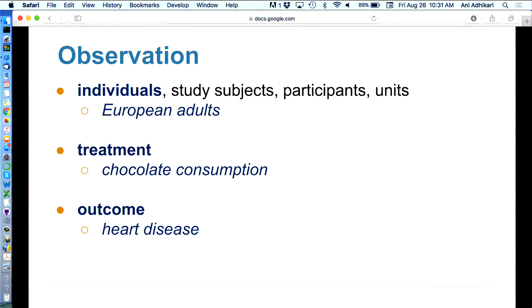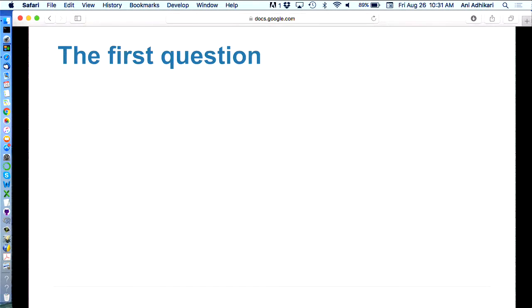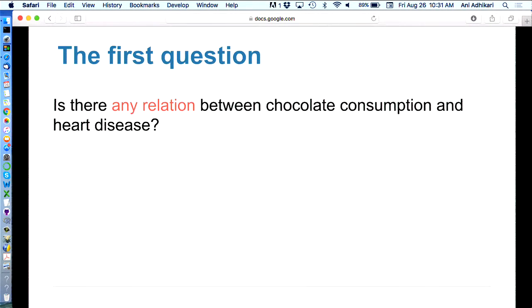And so now the question arises, does chocolate have anything to do with heart disease? That is question number one. Is there any relation between chocolate consumption and heart disease? Again, this is just to get you some language. The language that I'll be using is association, which formally just means any relation whatsoever. So is there any relation between chocolate consumption and heart disease?